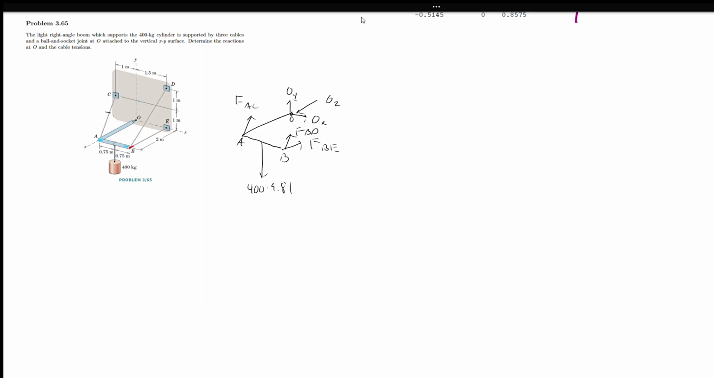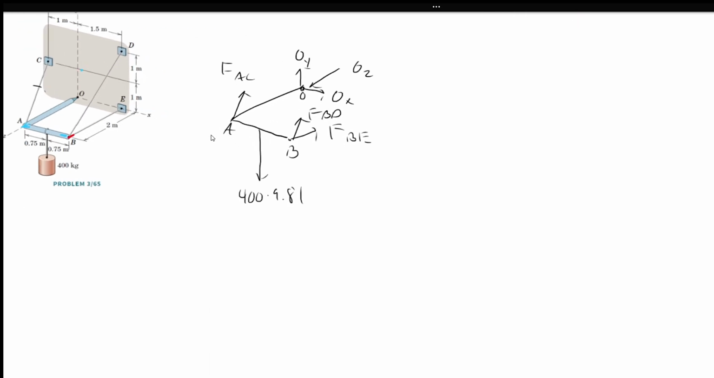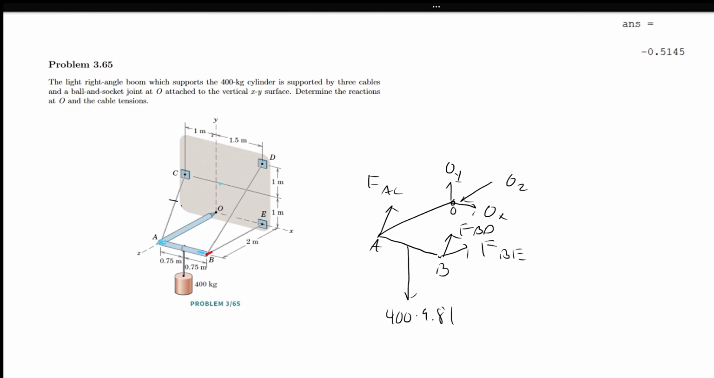Okay, so we have this problem from the homework, and the solutions do it the scalar way, and so I'm going to show you how to do it the vector way. So I've left this free body diagram up here. We have point O here, we have three reaction forces, X, Y, Z, and then we have three tension cables. We have AC, BD, and BE. So those are three, and together that's 6 unknowns. And then the only other force is this 400 kilogram weight acting right here.